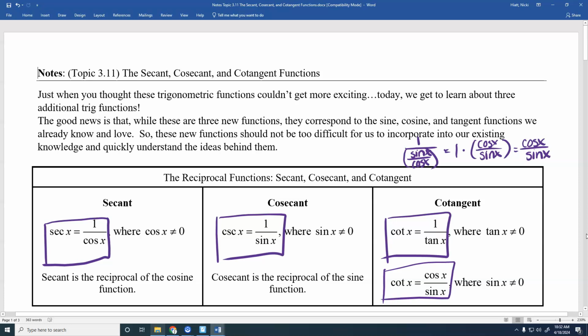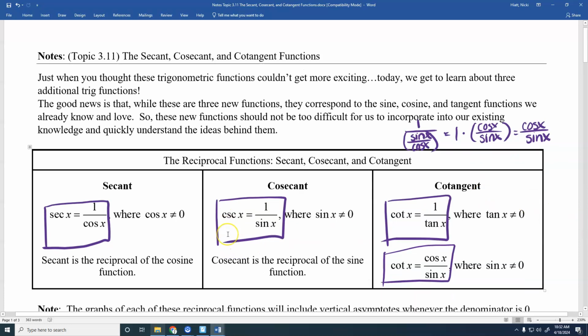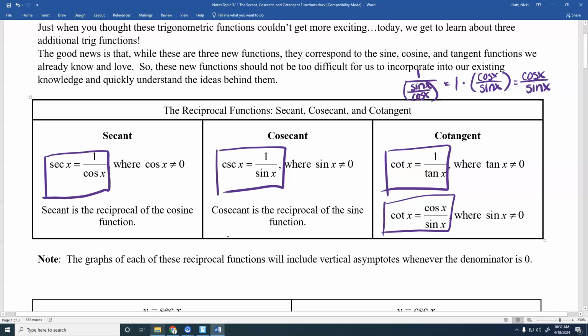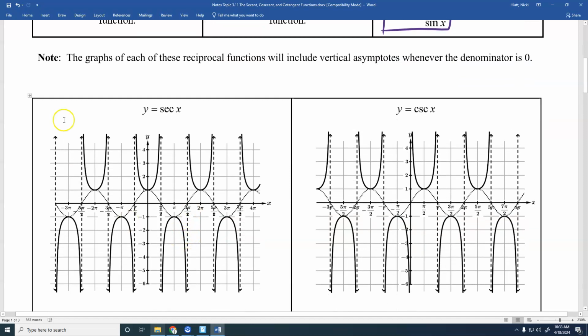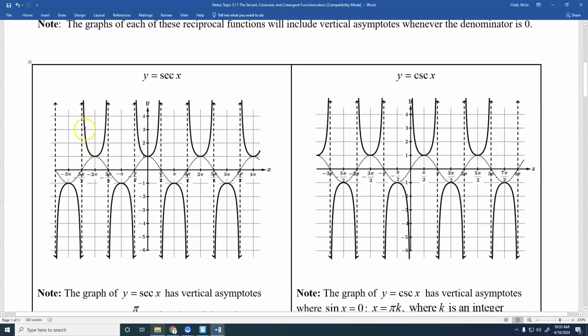So when we're asked to do anything with secant, cosecant, or cotangent, we're really going to base it off of what we already know about the sine, cosine, and tangent functions that go with them. There are a couple things that we have to do with this. We're going to have to think about their graphs, and we're going to have to think about solving equations with these. So secant is going to look like this.